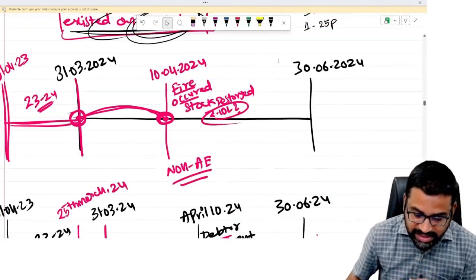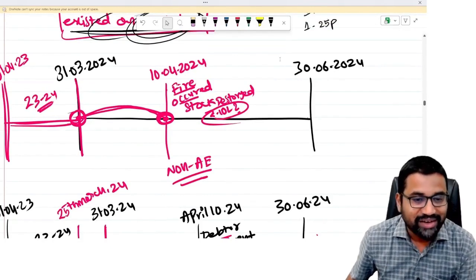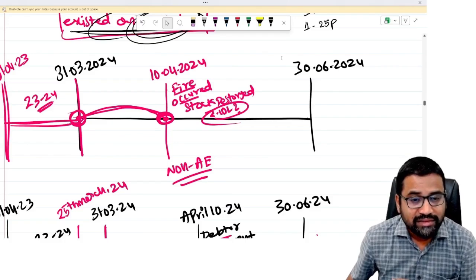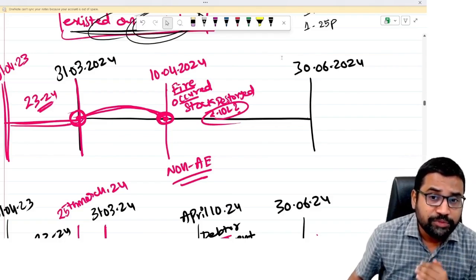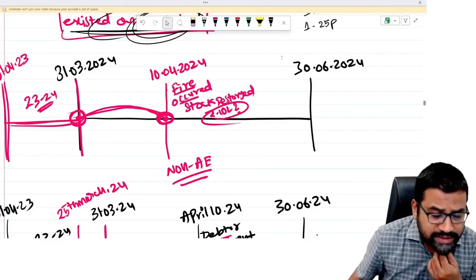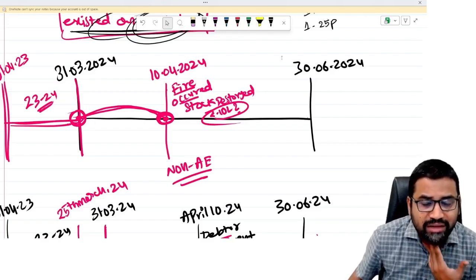I have given some examples here. The 31st March year is completed, a fire occurred on 10th April, stock destroyed worth 10 lakh rupees. Will this loss be considered? No, because it's a non-adjusting event. Sir, you can argue: after 31st March a fire happened, our assets worth 10 lakhs were destroyed. Can we not consider this 10 lakhs as our loss? No. Why? Because it is not an adjusting event.